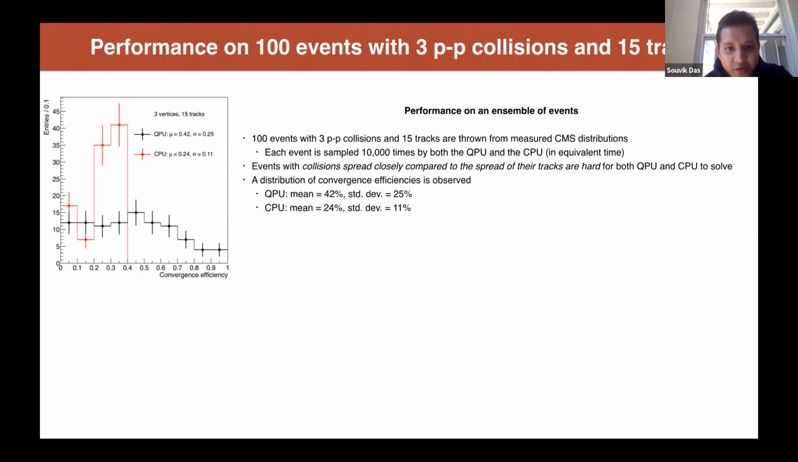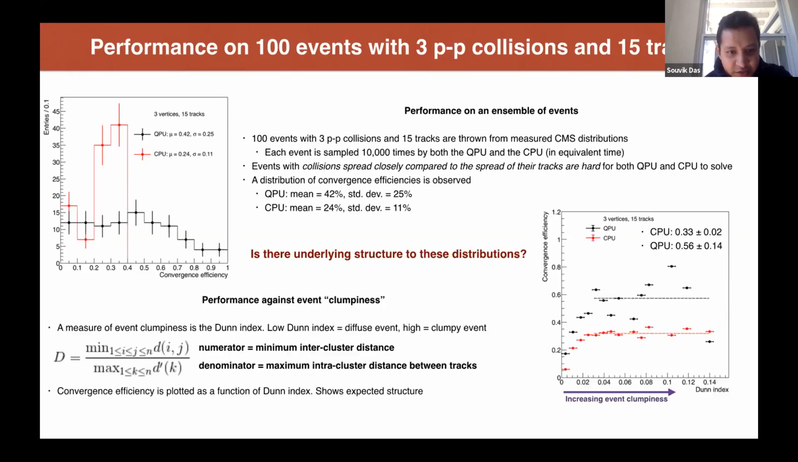So we took 100 events with 3 proton-antiproton collisions and 15 tracks thrown from the measured CMS distributions. Each event was sampled 10,000 times. On the left, we have a plot of the CPU distribution and the QPU distribution. They look kind of weird, so we tried to find whether there is an underlying structure to this distribution. And yes, there is. It turns out that depending on the intrinsic clumpiness of the event, the performance of the simulator and the quantum annealer differ.